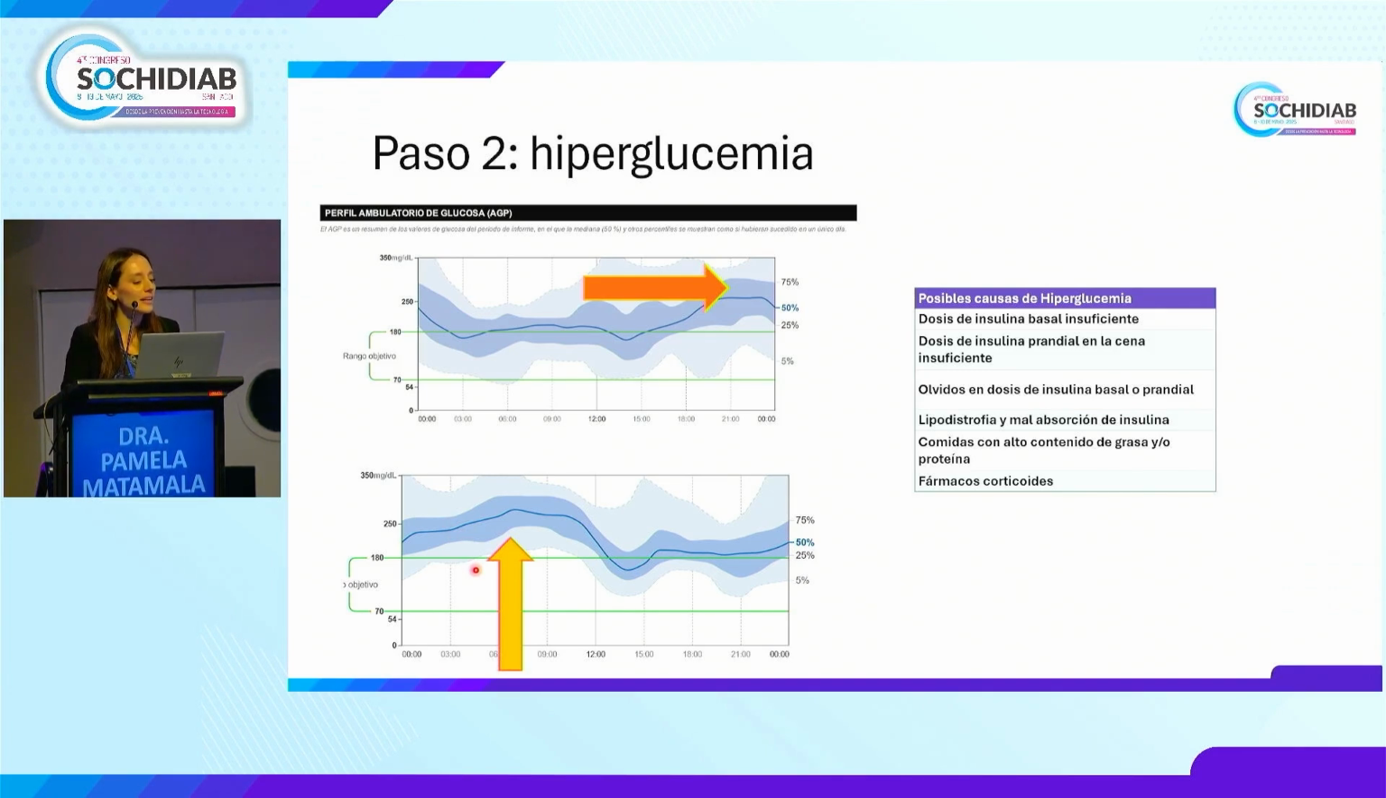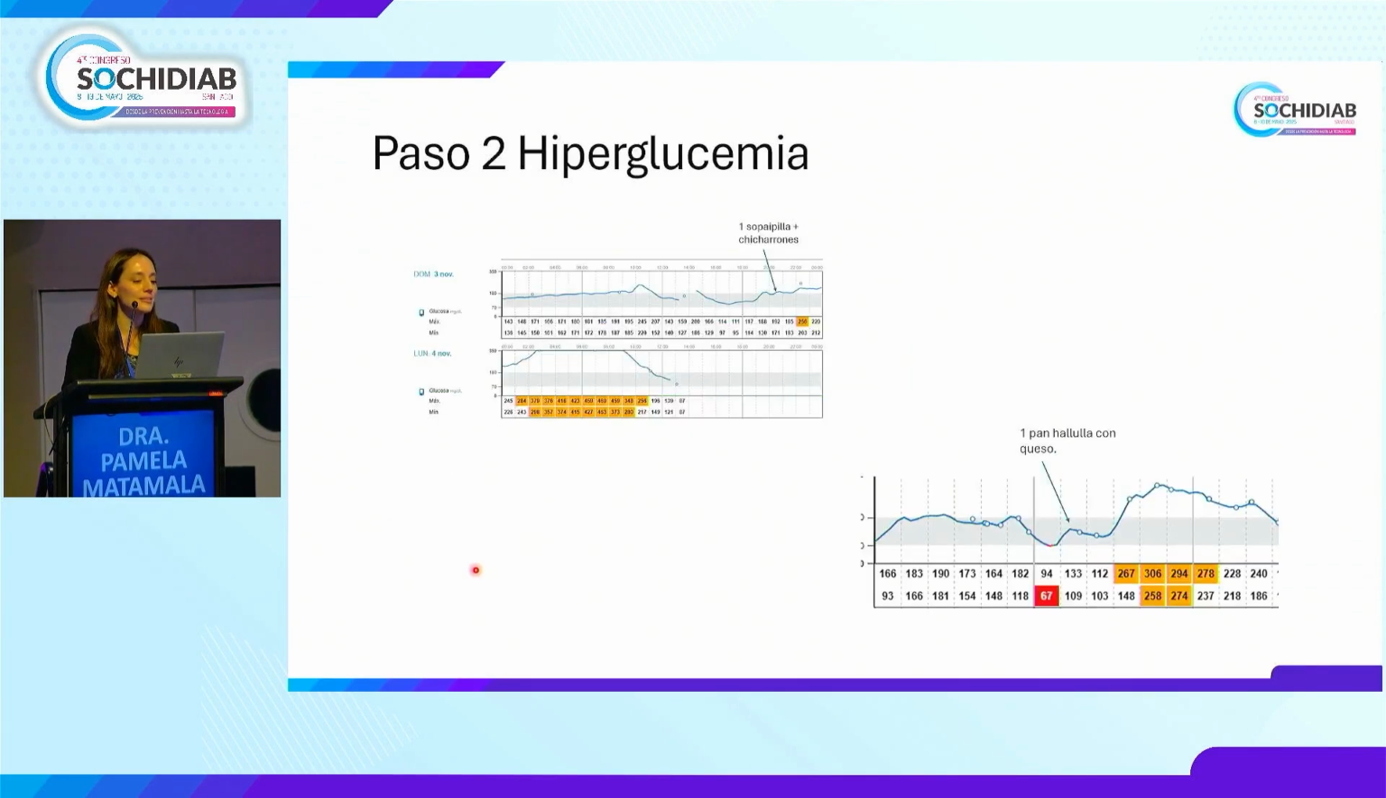Therefore, the causes of hyperglycemia are very different in these two patients. In the lower graph, the dose of baseline insulin is probably insufficient, while in the patient at the top, the dose of insulin during dinner is insufficient. Other causes of hyperglycemia are resistance, technical problems in general, forgetting a baseline or postprandial insulin, lipodystrophy or poor absorption, or a high fat and protein content dinner, and also the use of steroids.